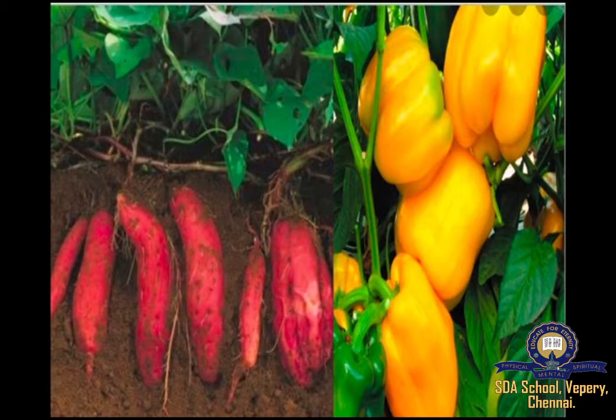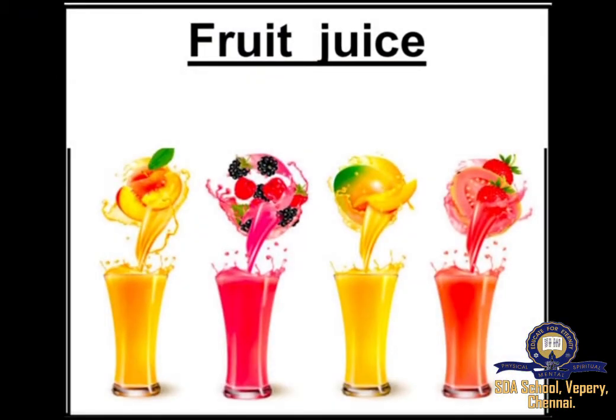Next, fruit juice. We all know that we are getting fruits from the plants and we are extracting juice from all the fruits and drinking. Sugarcane juice and all the fruit juices we are getting from the plants. And we are getting sugar also from the sugarcane plant.